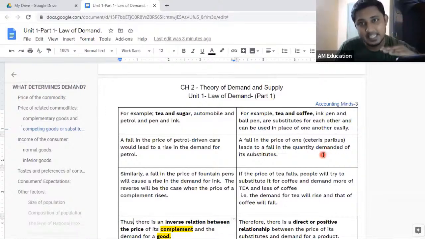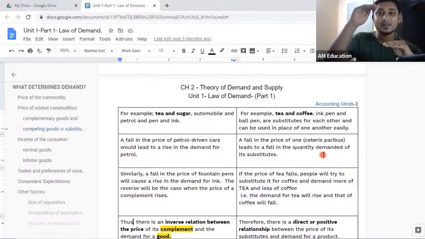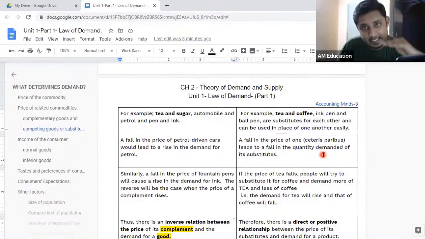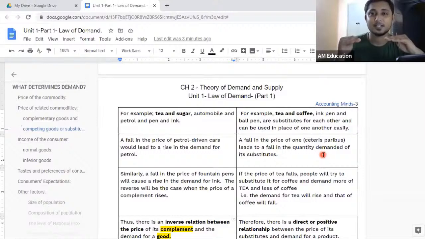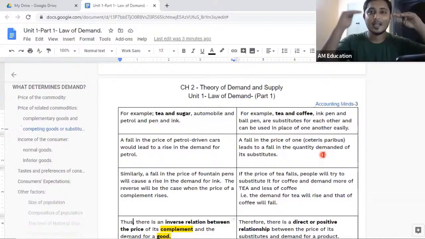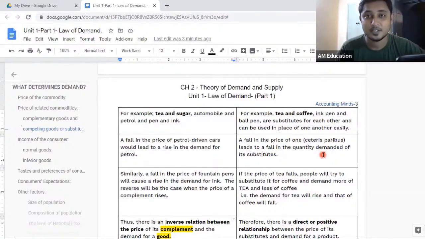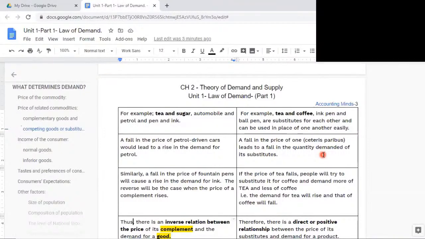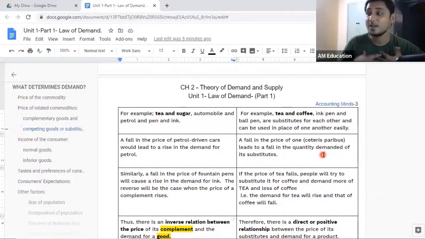If the price of tea is decreasing, what happens? Demand for tea is increasing, no? At the same time, with the price decrease in tea, the demand for coffee also decreases. The price of the ball pen decreases, the demand for ink pen decreases. The price of the ball pen increases, the demand for ink pen increases. And what is demand? The demand refers to the quantity of that good and service that the consumer is willing and able to buy, and is willing to pay for. Right? So this is the demand. So the price of one product is affecting the demand for its good.